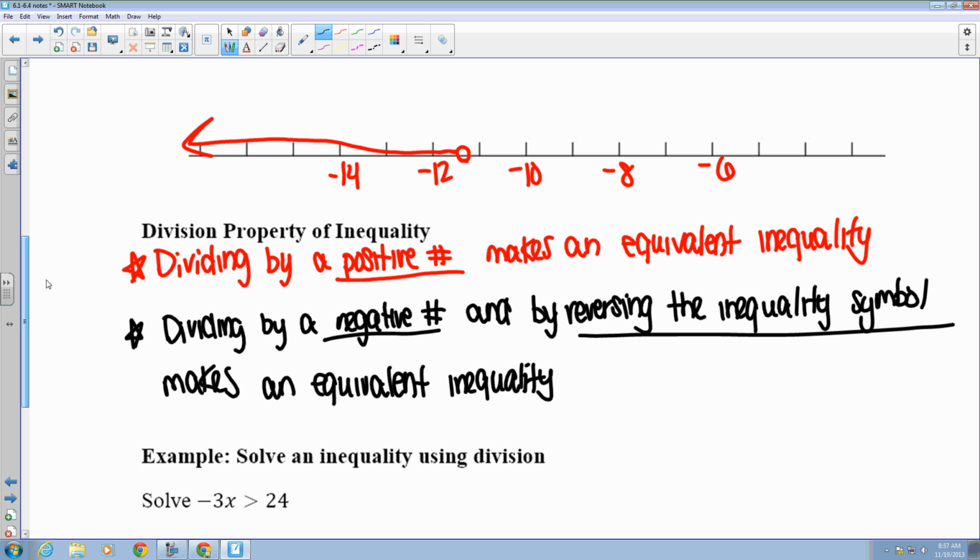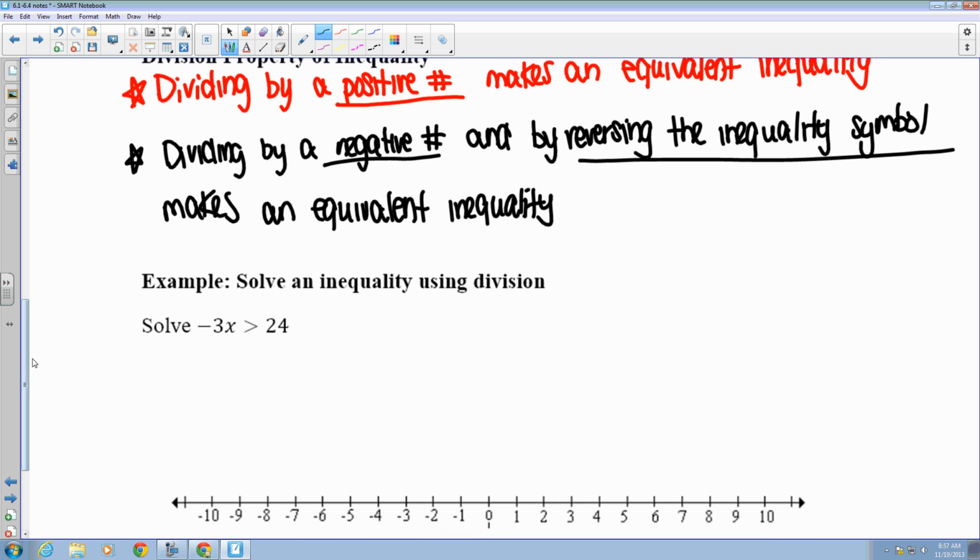Same thing as multiplication. So multiplying or dividing by a negative, you also have to flip that inequality symbol. So here we're dividing by negative 3. So we flip the inequality and it's negative 8. Less than negative 8, so we're to the left.